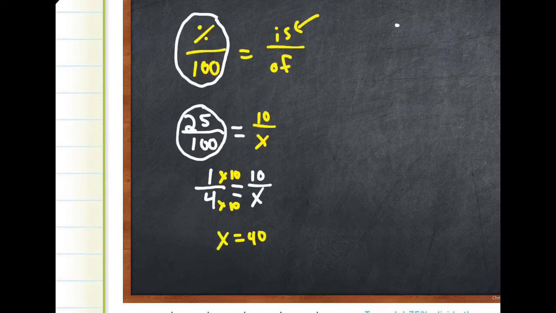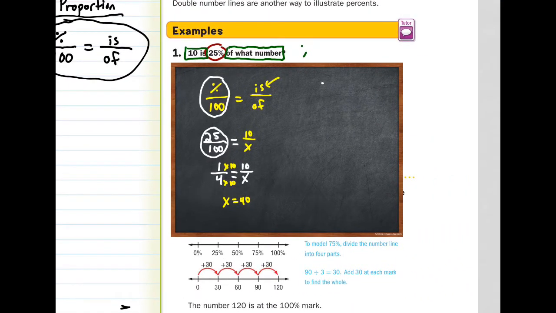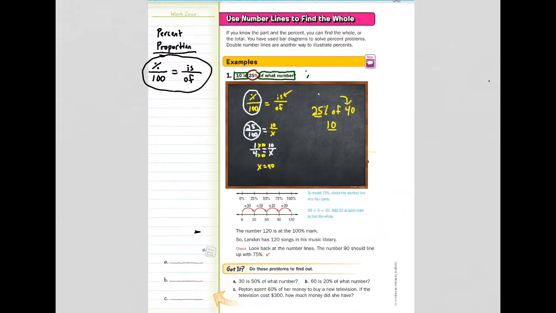Remember the question said 10 is 25% of what number? Well, we can check it by finding 25% of 40. And if you typed in 25% of 40, you'd get 10. So 10 is 25% of 40. All right, so we did that one together. Don't worry if you're a little confused, because we're going to try a couple down below together. The main thing is this percent proportion here that you should have written down. We're going to be using it.